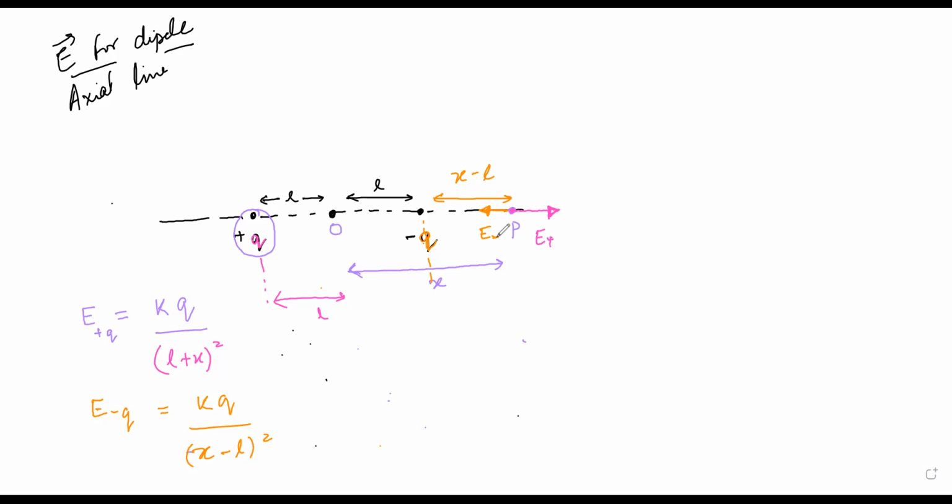Guys, any problem? Any problem till here? So what will be E net? E net is going to be equal to, and I can also write this, if you want to take this as positive i cap, I can write this as i cap, I can write this as minus i cap. No problem if I take this direction as X axis. So this direction will be i cap. Correct? This is my X, this is my normal Y.